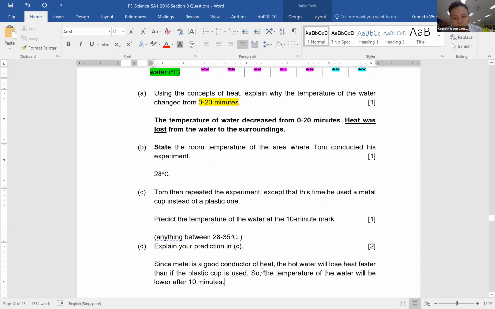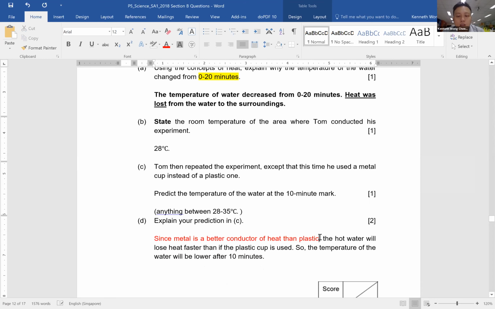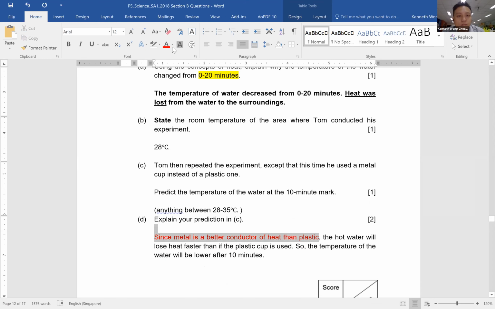Wrong. I purposely put something here that's wrong. What's wrong? Anyone? Use good conductor of heat. It should be better conductor of heat. Yeah, better than plastic. So take note to compare. Okay, good.